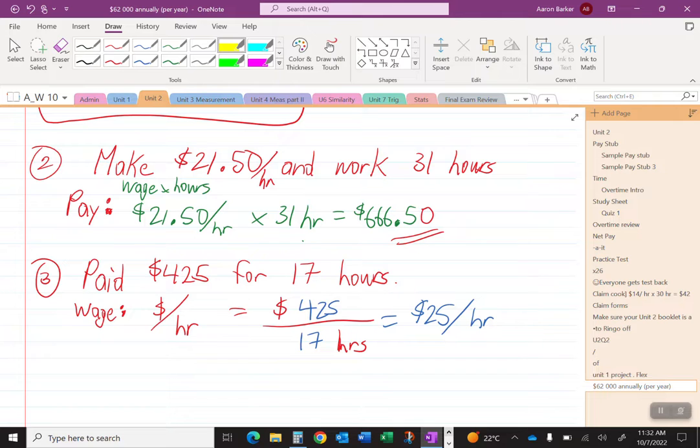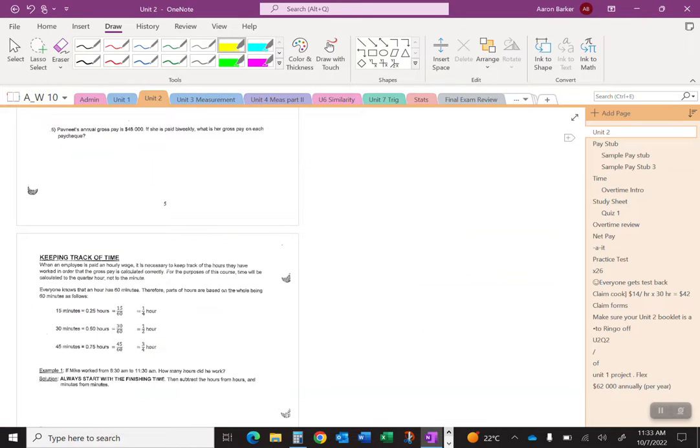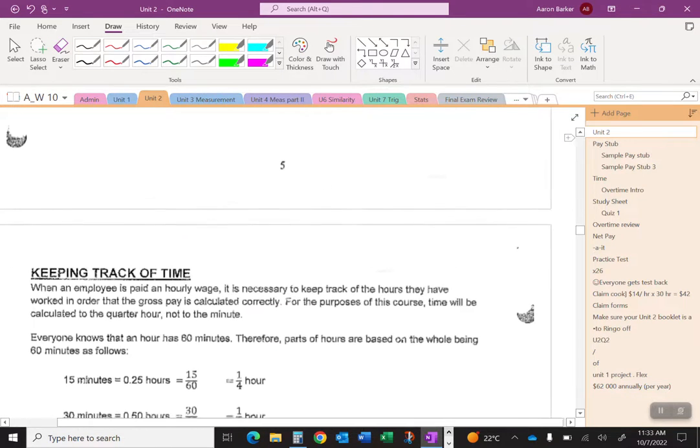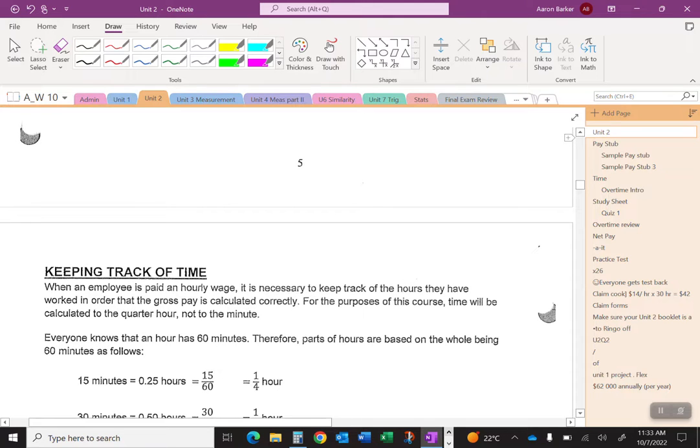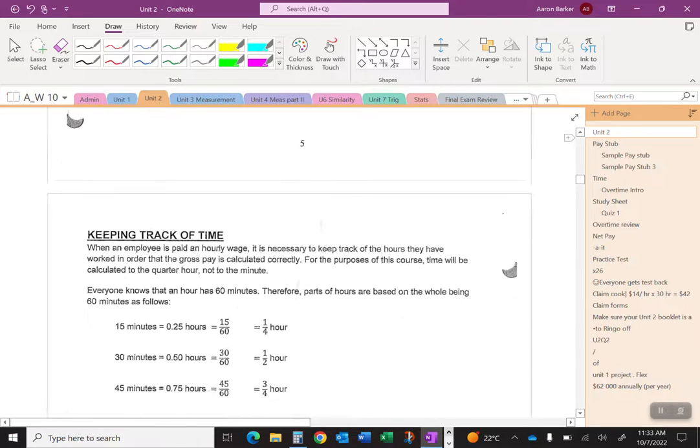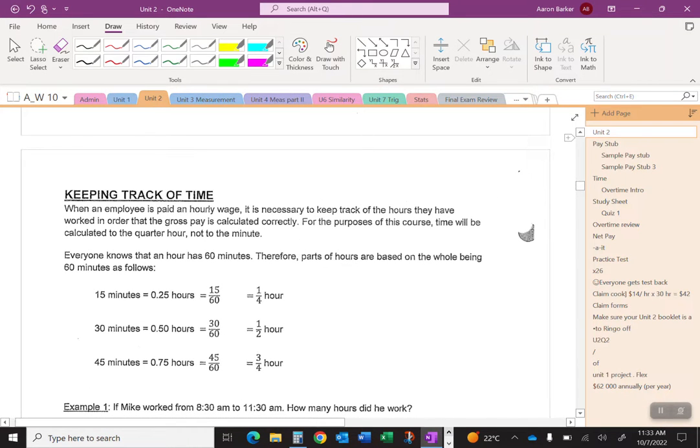Okay, so next we're going to work on today keeping track of time. So now you have to figure out how many hours you actually worked. And you need to do this each day and add them up, etc. So turn to Unit 2, and you're looking for keeping track of time, which is on page 6. Go ahead right now, find that. Okay, so now that you found this, we're going to get going with it.